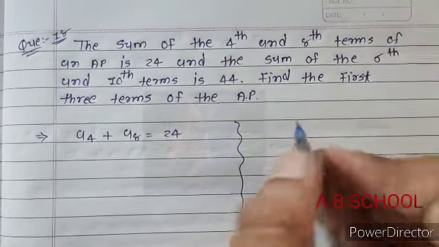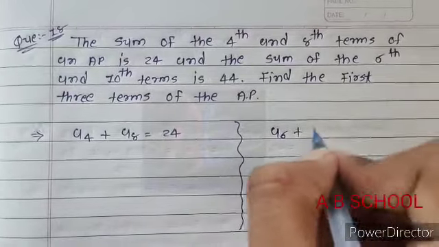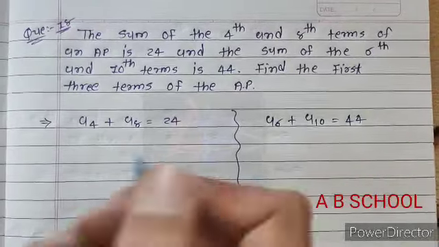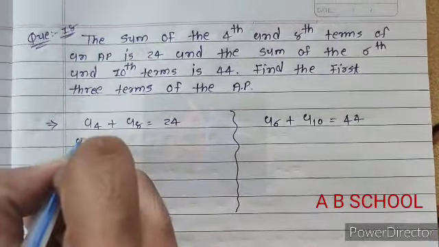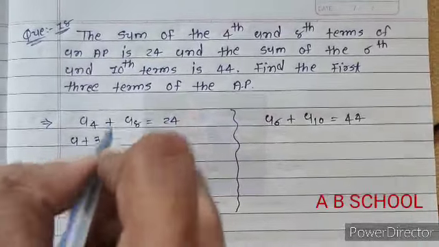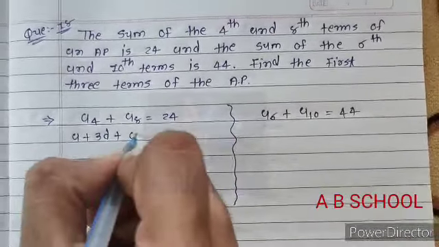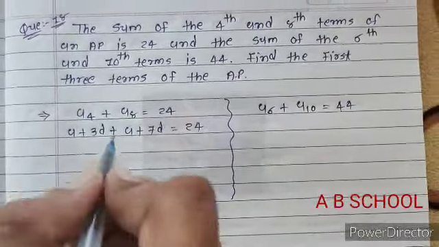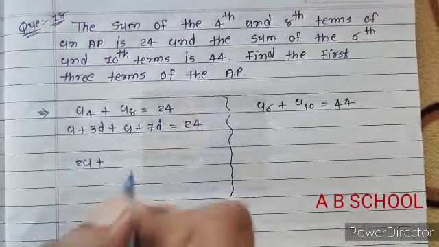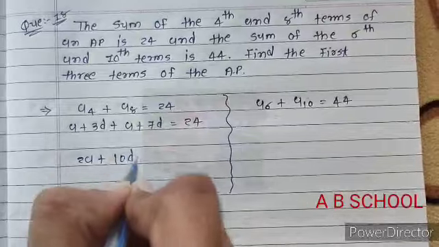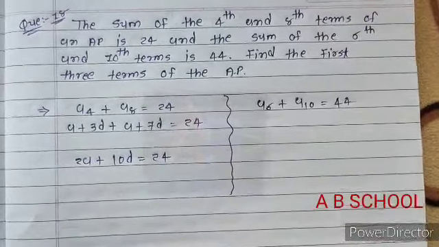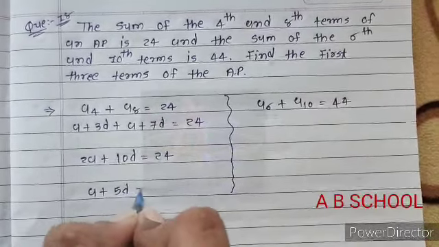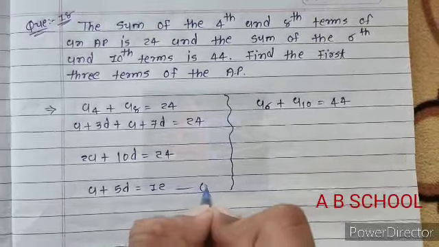and A6 plus A10 is equal to 44. Okay, so by using the general form of AP, A4 is equal to A plus 3D and A8 is equal to A plus 7D, and their sum is equal to 24. A plus A is 2A, 7D plus 3D is 10D, is equal to 24. So we cancel 2 from here, so A plus 5D is equal to 12, equation number 1.